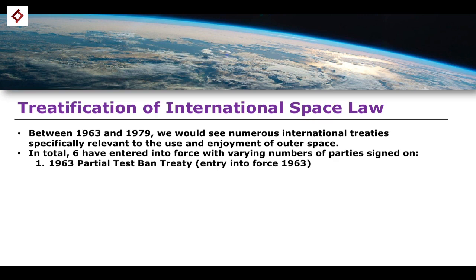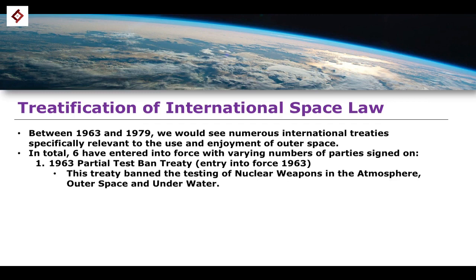So the first of these was the 1963 Partial Test Ban Treaty. This enters into force in the same year, 1963. And you might be familiar with the Partial Test Ban Treaty if you have studied, for example, nuclear law or potentially some elements of use of force law, or maybe even IHL in some regards, because it relates specifically to the testing of certain nuclear weapons. So it banned the testing of nuclear weapons in certain areas, for example, the atmosphere, in outer space, and underwater.